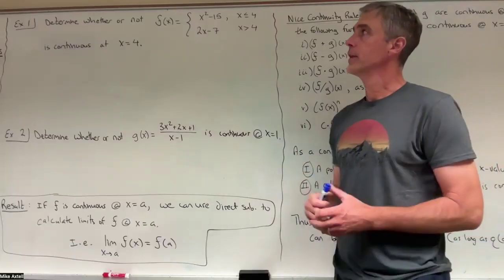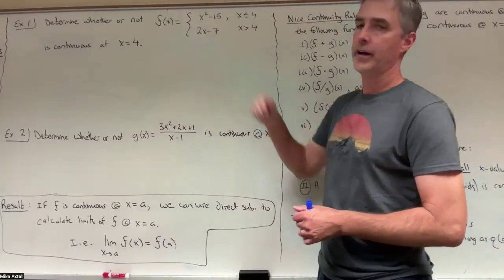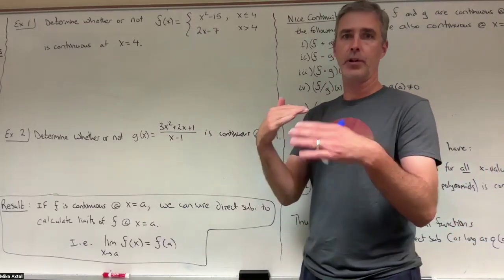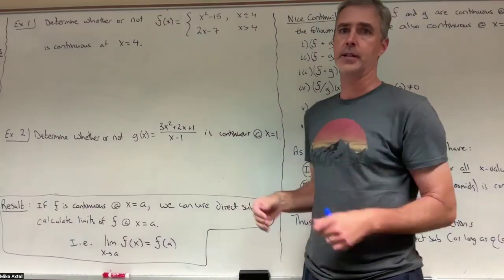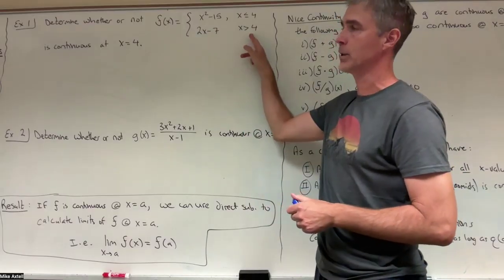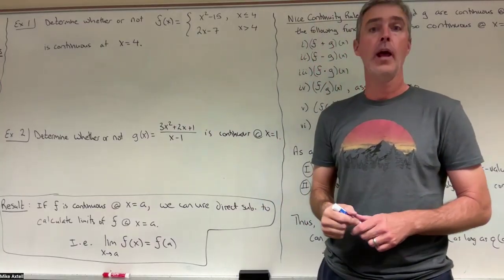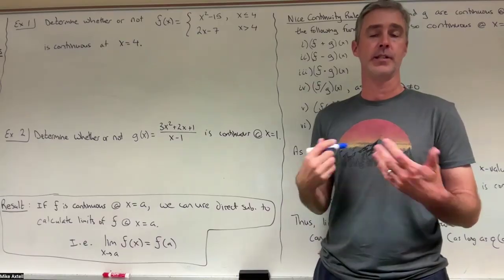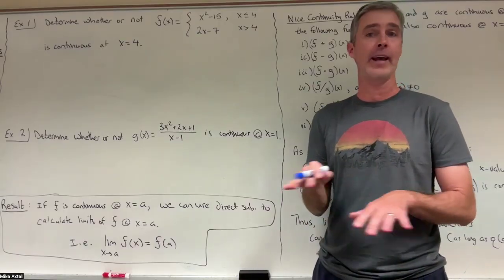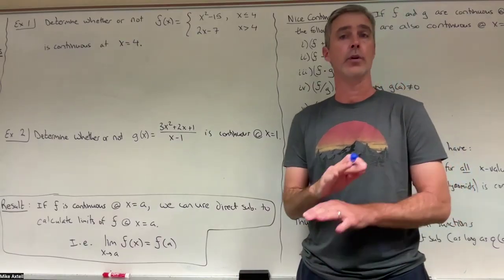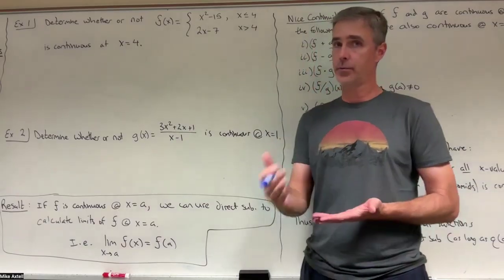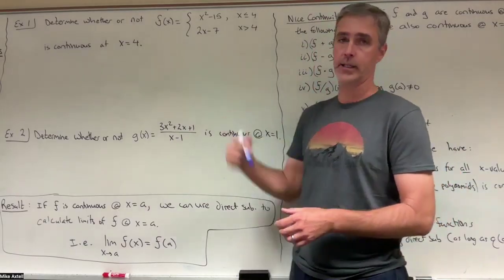All right, so in example one, we've got a piecewise defined function, and the two pieces stop and start at x equals 4. So it's a natural question to ask, are we continuous at x equals 4? And I'm going to go through the checklist and see whether or not we are. If we fail any of the checklist steps, we're done. We're not continuous. If we pass all three steps, we are continuous at x equals 4.